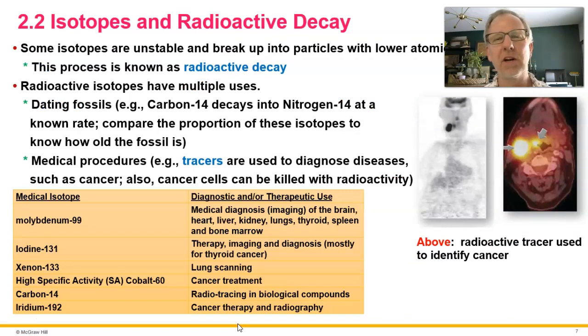Let's take a little more of a look at isotopes, as I said a moment ago. You need some relevance to our biology, especially human biology. So some isotopes are unstable, and they break up into particles that have lower atomic numbers. This process of breaking up like this is called radioactive decay. And this is what gives rise to radiation.